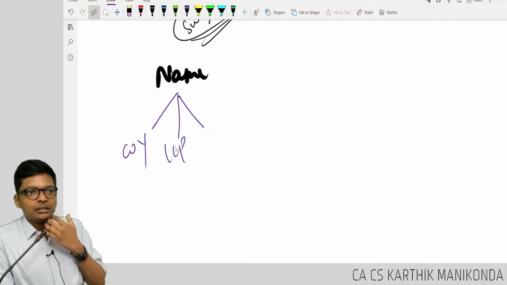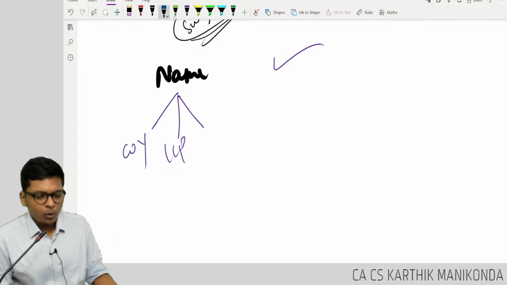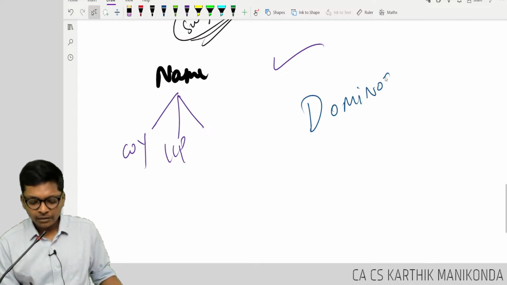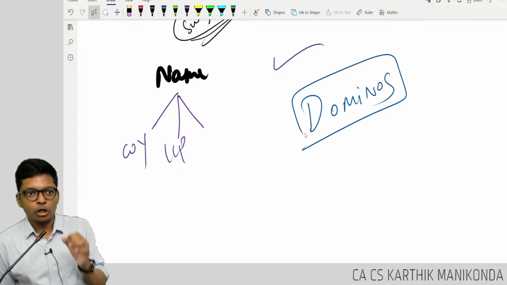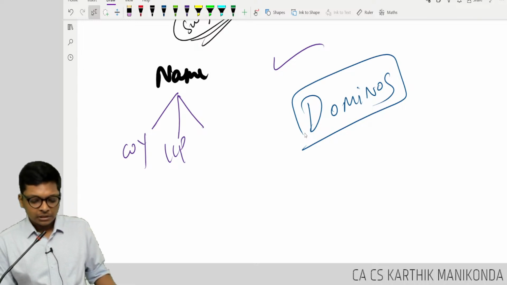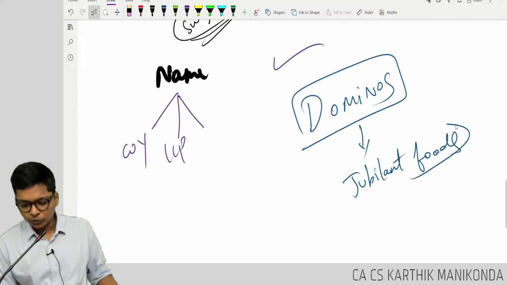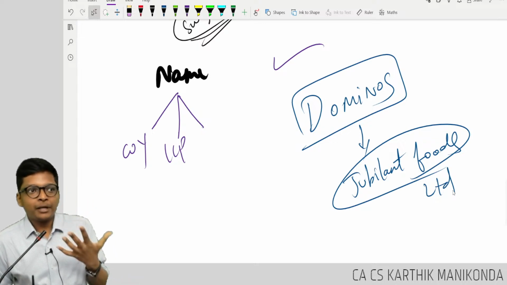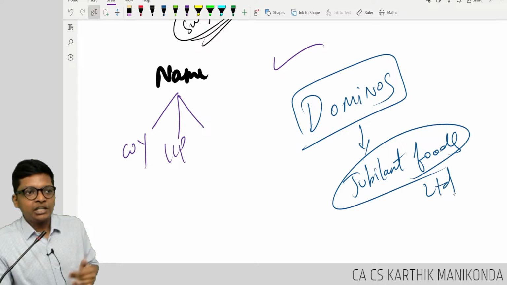Next, Nike is having the symbol, correct? Sometimes, for example, if you take Domino's. Is it the name of the company? No, it's the name of the brand, trademark. The actual name of Domino's Pizza is Jubilant Foods Limited. The entity name, registered name is Jubilant Foods Limited. Entity name and brand name may not be the same. Zomato is the brand name. The actual entity name could be different.